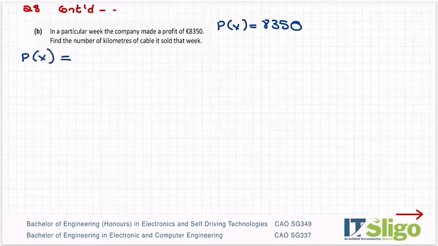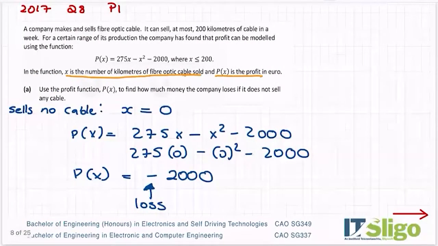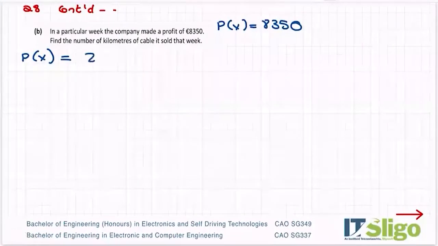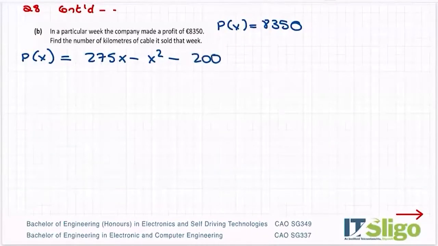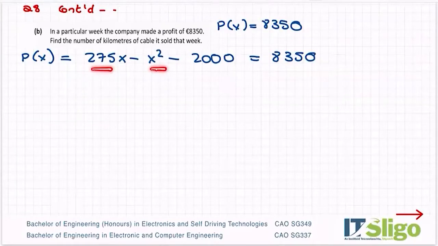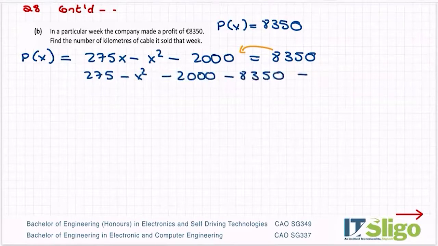But P of x, our equation, is also equal to 275x minus x squared minus 2000, wasn't it? In this particular week, that's equal to 8350. I see a quadratic, I see x squareds, I see x's, and I see numbers. So I'm going to bring it over here and form my quadratic: 275x minus x squared minus 2000 minus 8350 is equal to 0.